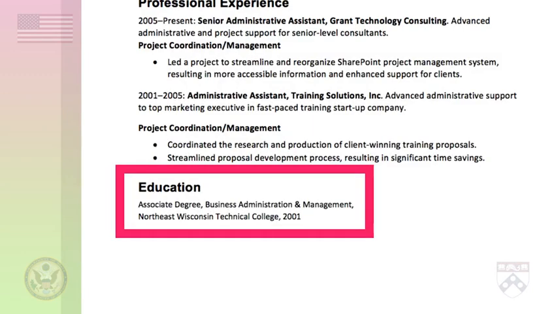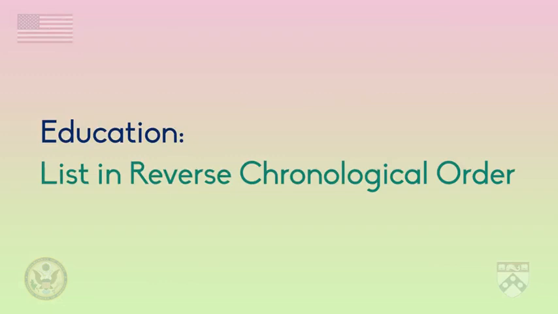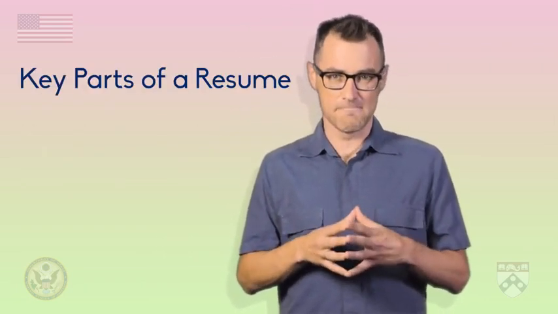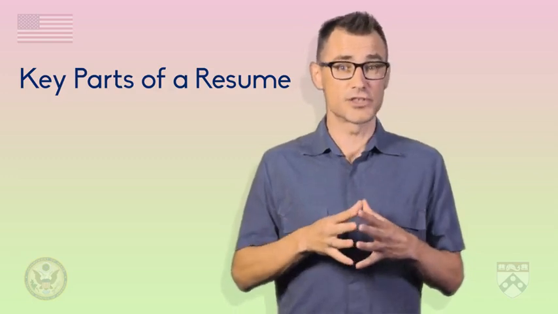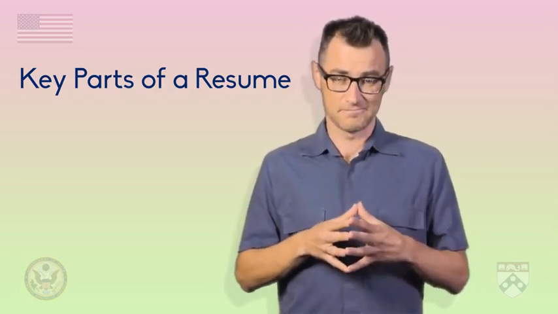If you have more than one qualification, list them in reverse chronological order, similar to your work experience. So you should begin with your most recent degree first, and then the one before that after. So, in conclusion, in this video we have done a short overview of the different key parts of a resume. In the remainder of this unit, we will look at each of these parts in more detail.